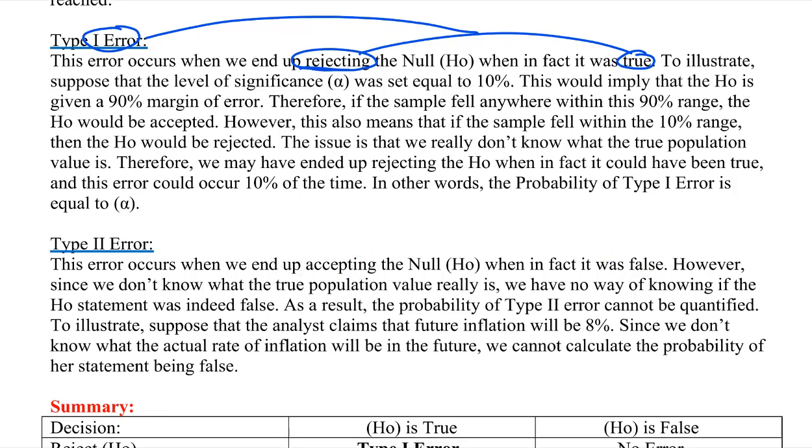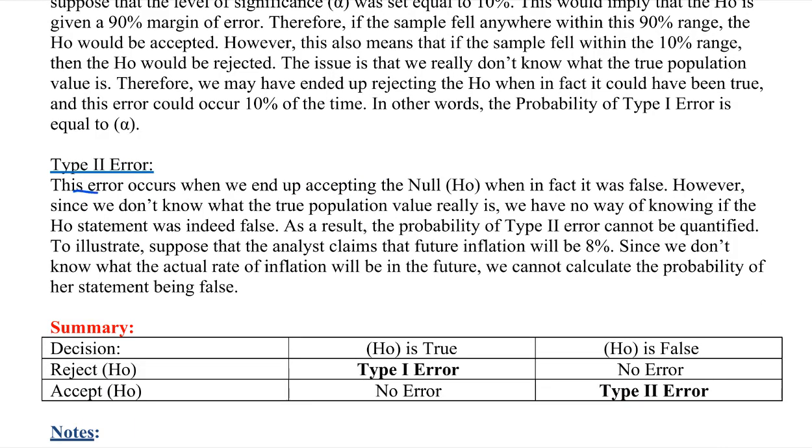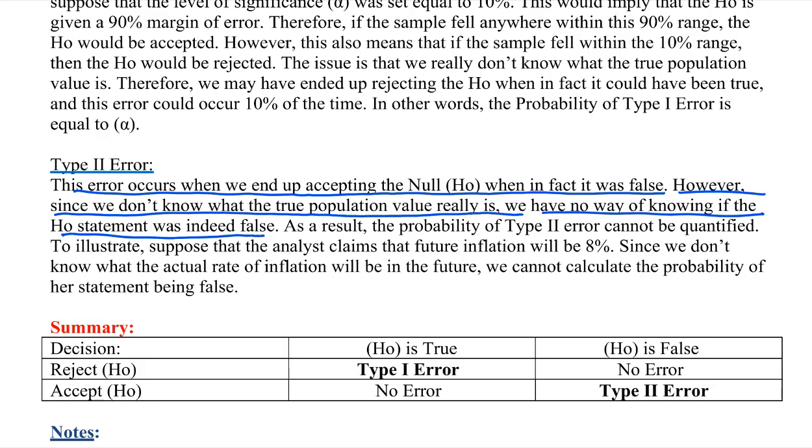What is type 2 error more specifically? Type 2 error occurs when we end up accepting the null when in fact it was false. However, since we don't know what the true population value really is, we have no way of knowing if the null statement is indeed false. As a result, the probability of type 2 error cannot be quantified.